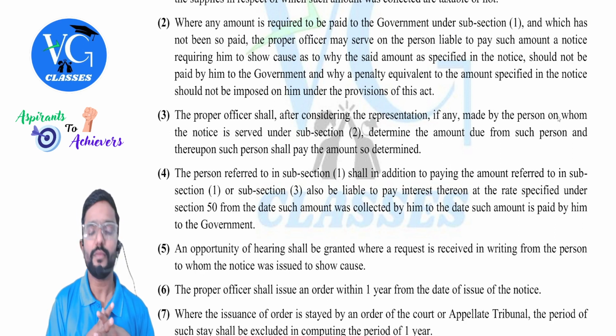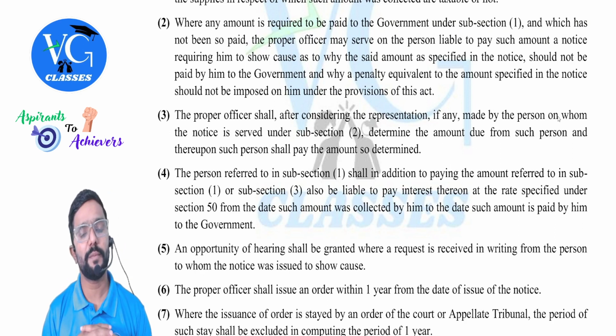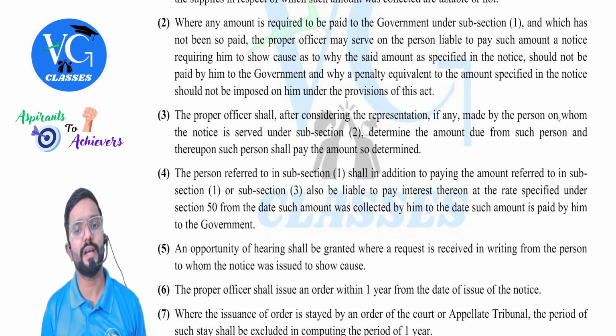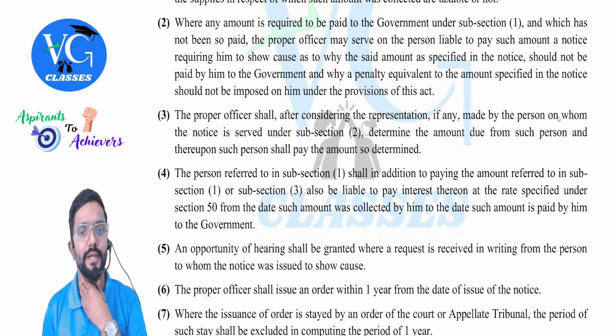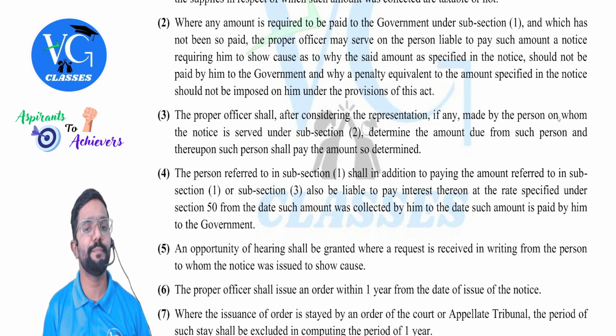Subsection 2. Where any amount is required to be paid to the government under subsection 1 and which has not been so paid, the proper officer may serve on the person liable to pay such amount a notice, requiring him to show cause as to why the said amount as specified in the notice should not be paid by him to the government, and why a penalty equivalent to the amount specified in the notice should not be imposed on him under the provisions of this Act.